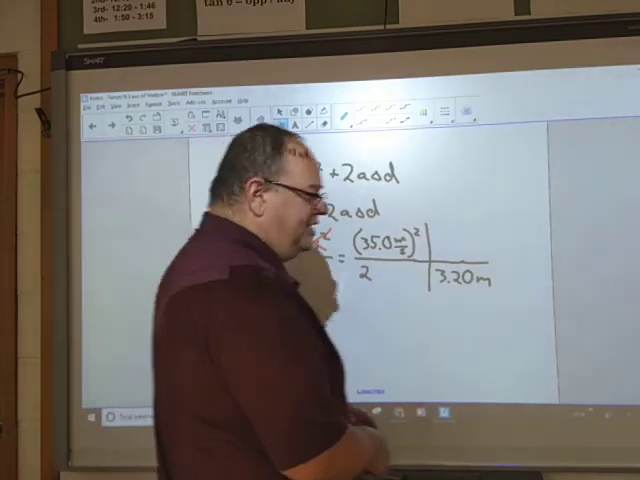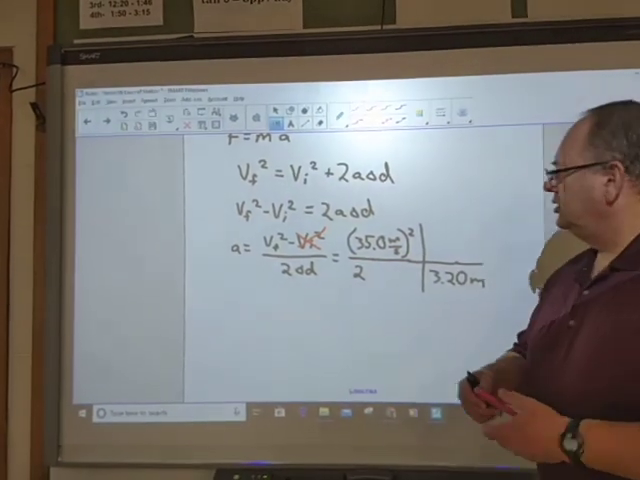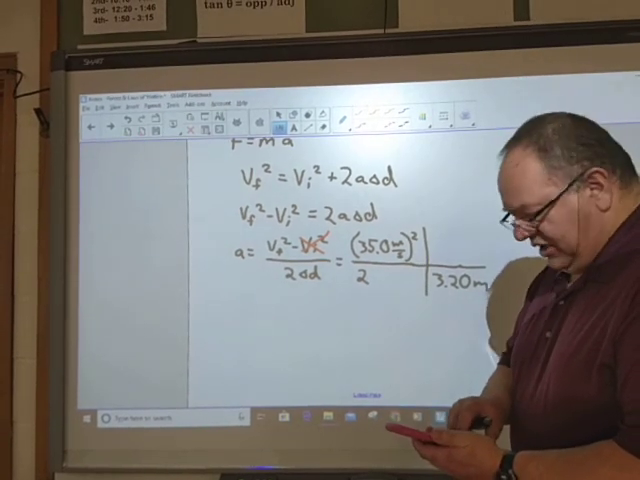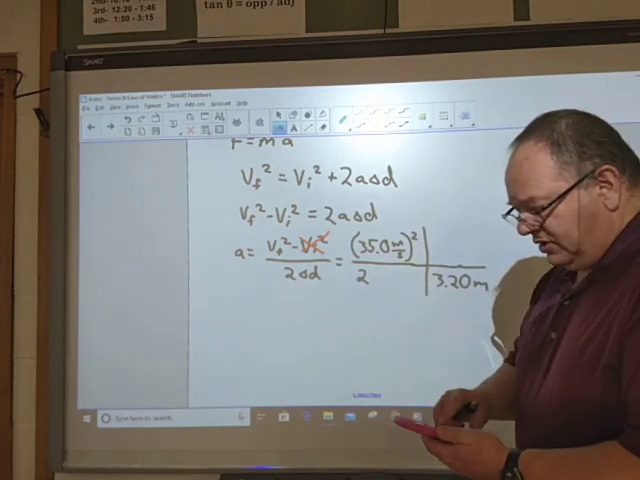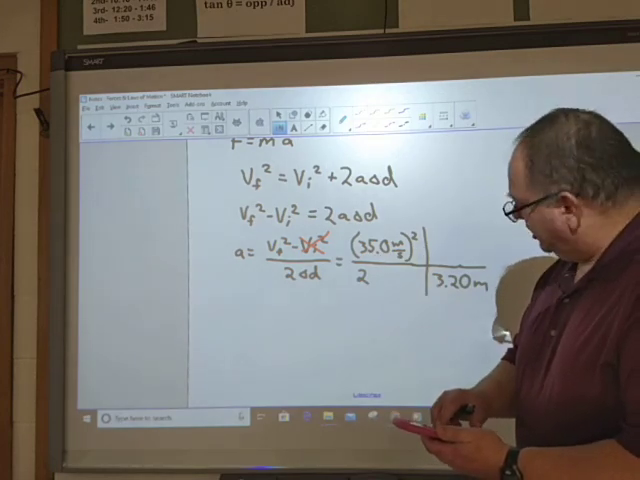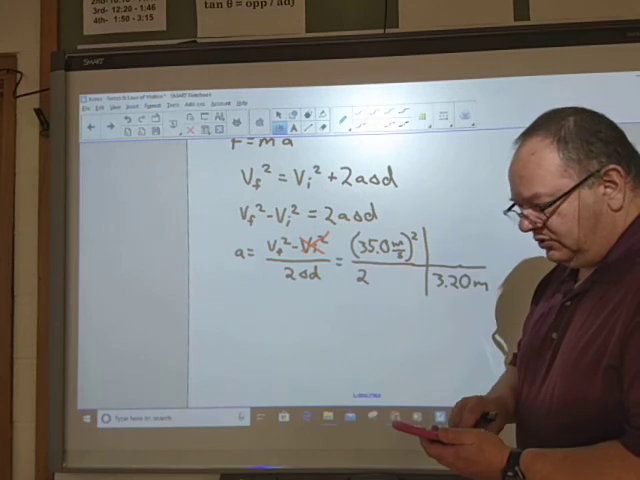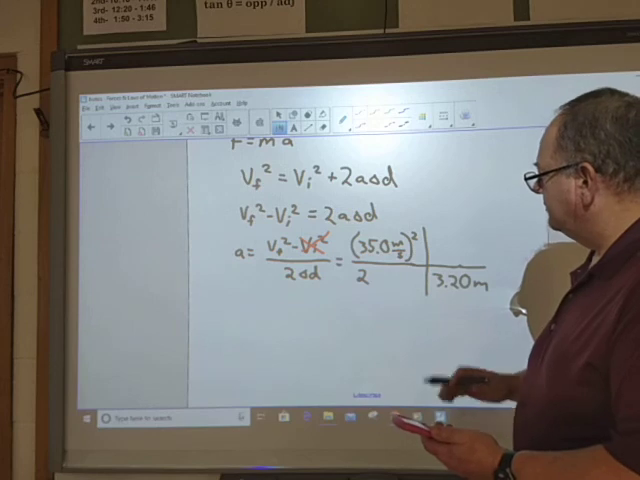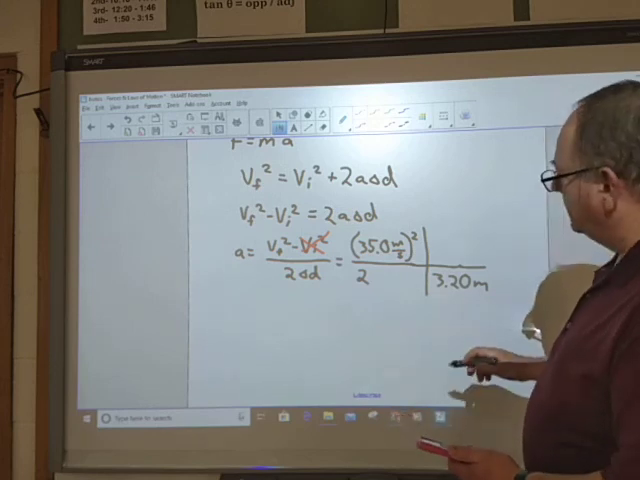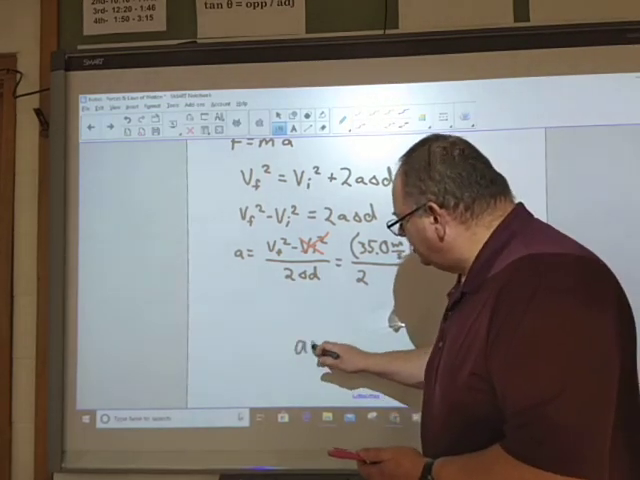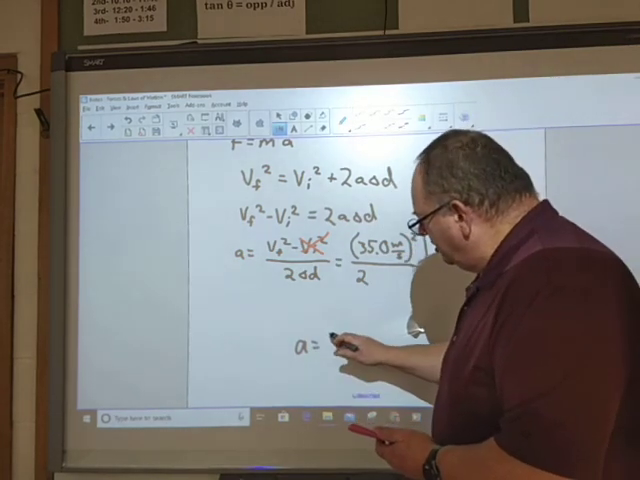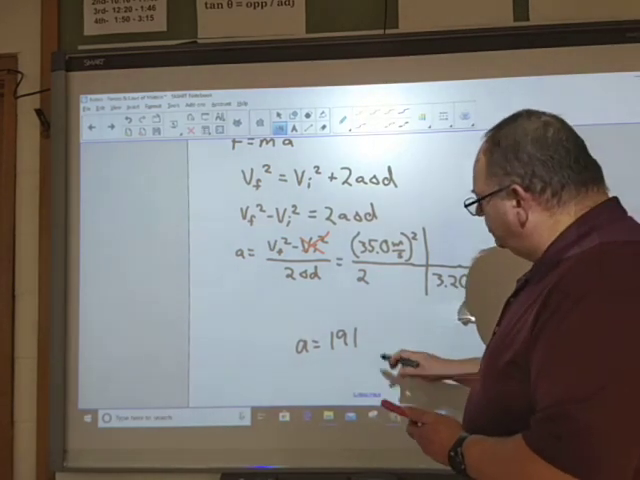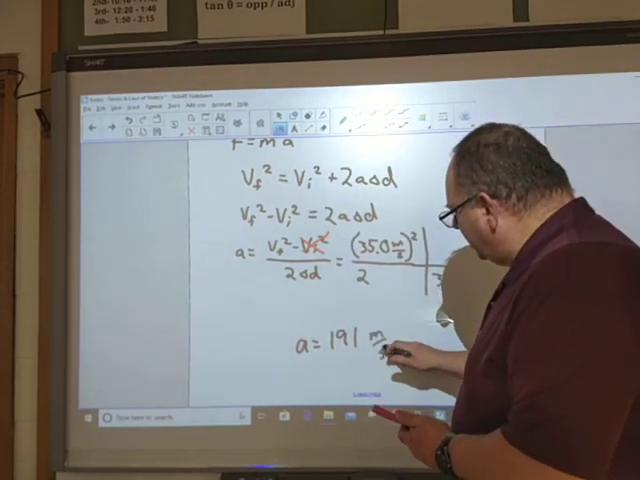Let me extend this page a bit. So, my math, I'm going to take 35 times 35, so that's 35 squared, divided by 2, and divided by 3.2 equals my acceleration is 191 meters per second squared.